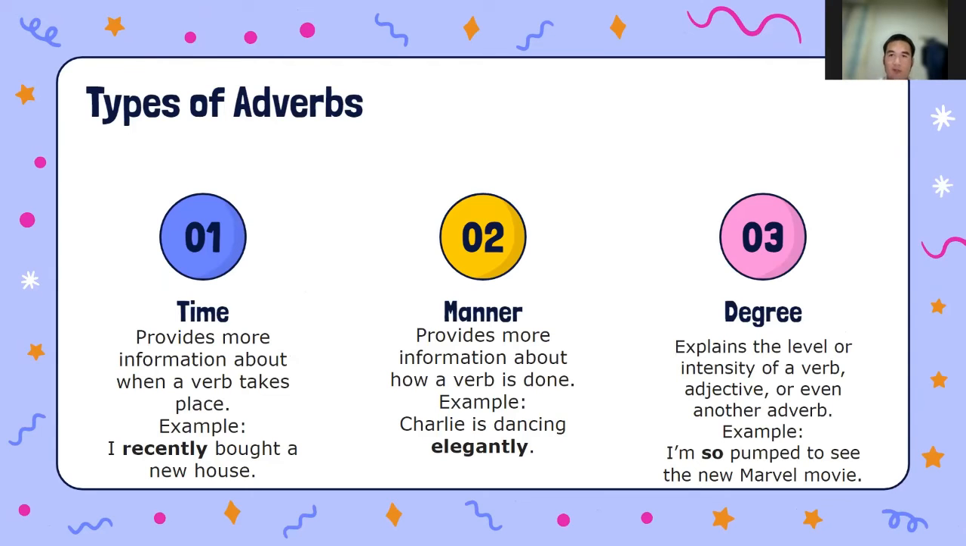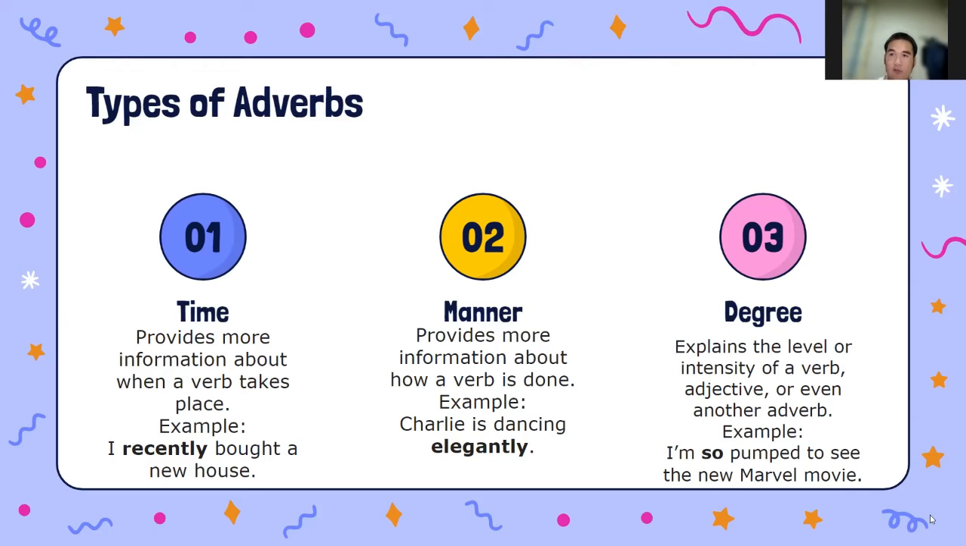The first one is time, which provides more information about when a verb takes place. The example is, I recently bought a new house. The second one is manner, which provides more information about how a verb is done. The example is, Charlie is dancing elegantly.